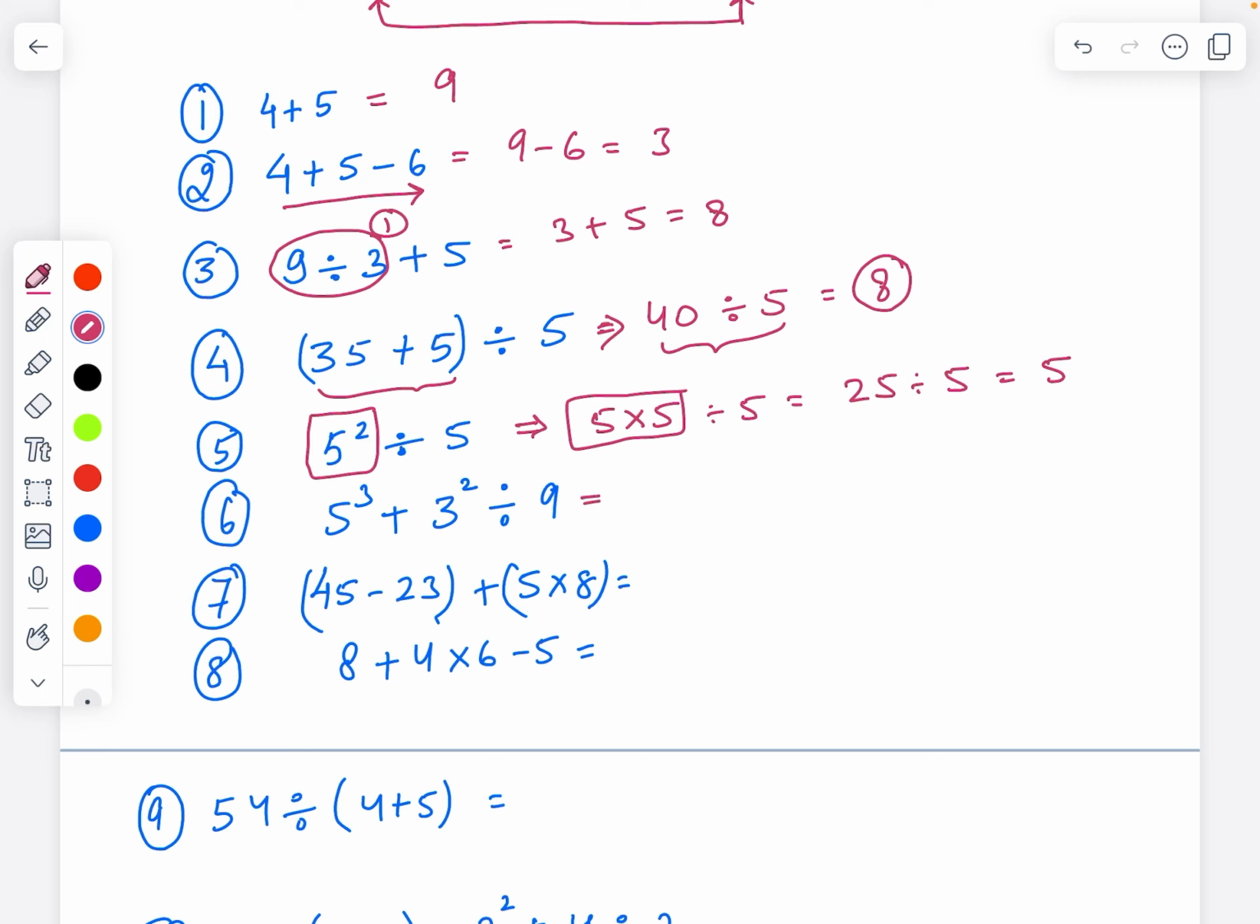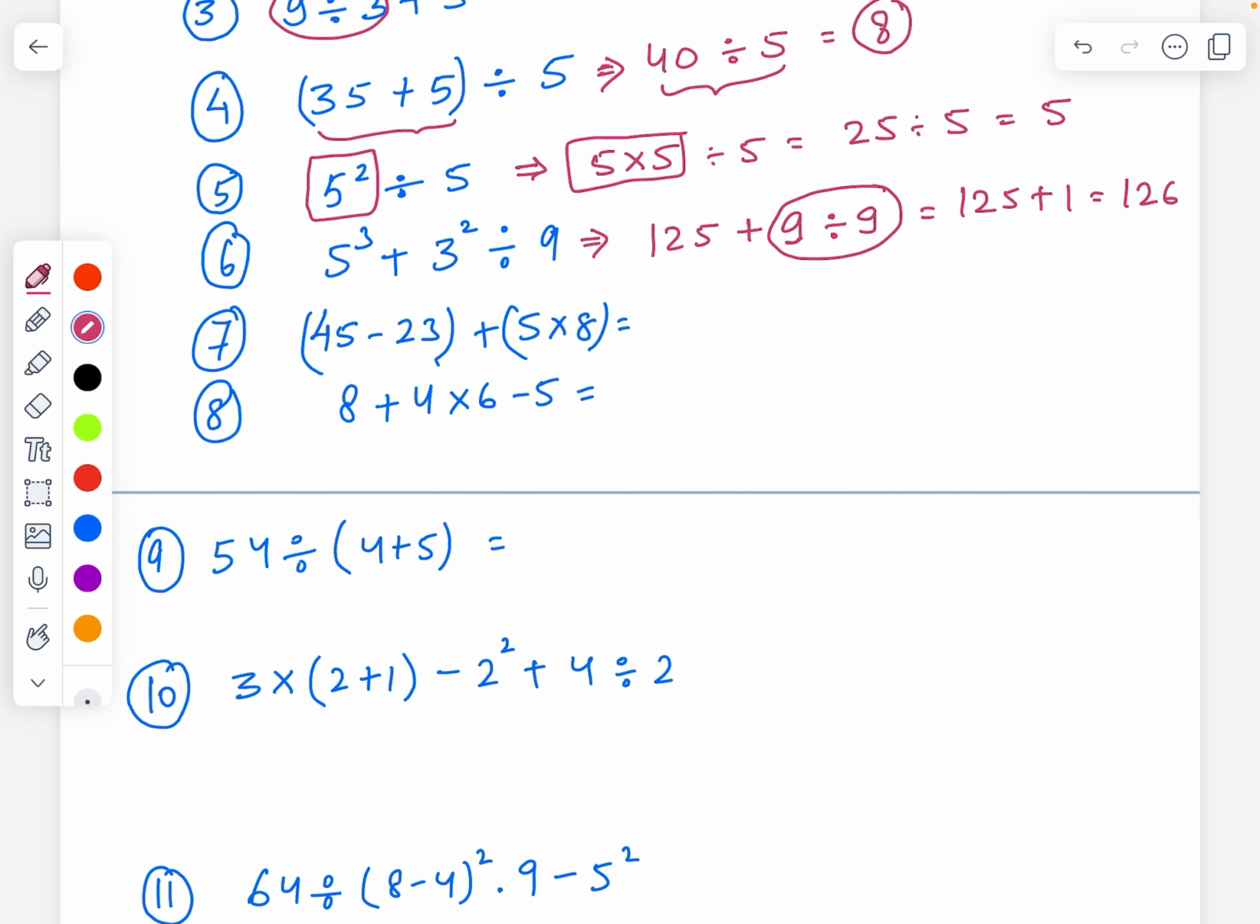Next question, again first simplify the exponents. 5 to the power of 3 is 125 because that is 5 times 5 times 5, which is 125, and then plus 3 square is 9, and then you have divided by 9. So now in addition and division, what comes first? Division, of course. So we will write 125 plus 9 divided by 9 is 1. That's going to be 126. Easy.